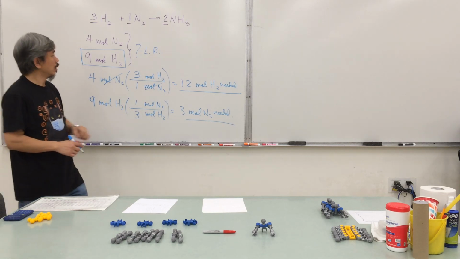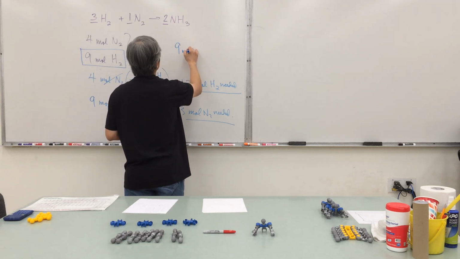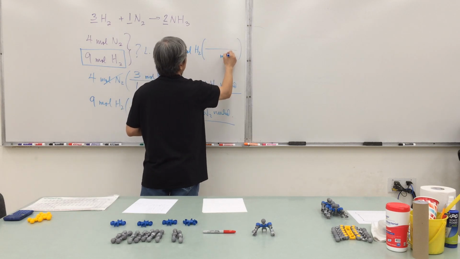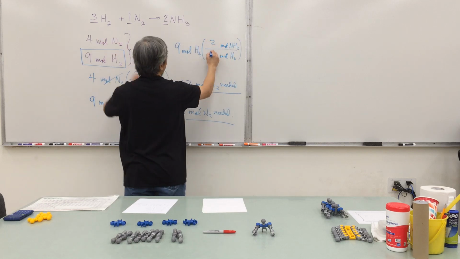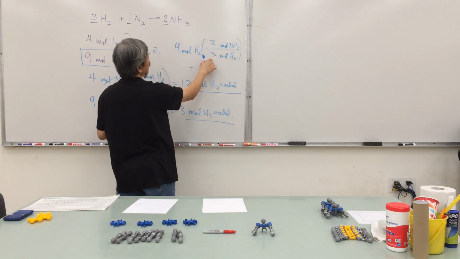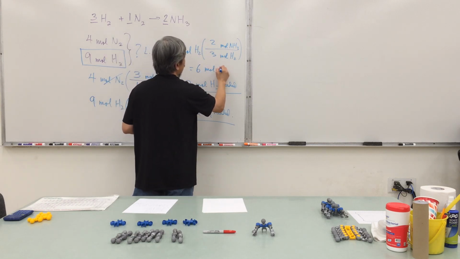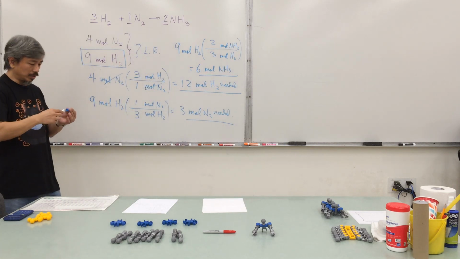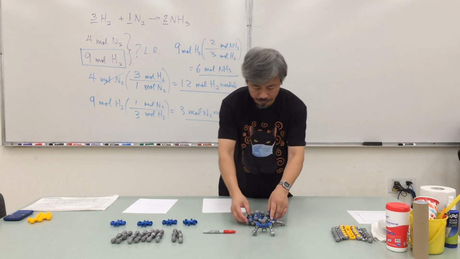So that means to calculate the product, I now have my 9 moles of H2, converting moles of H2 to moles of NH3. Now I have 2 moles up there and 3 moles down here. 9 divided by 3 is 3, and 3 times 2 gives me 6 moles of NH3 produced. So that means on the other side, I can expect to see 6 of these on this side as well.